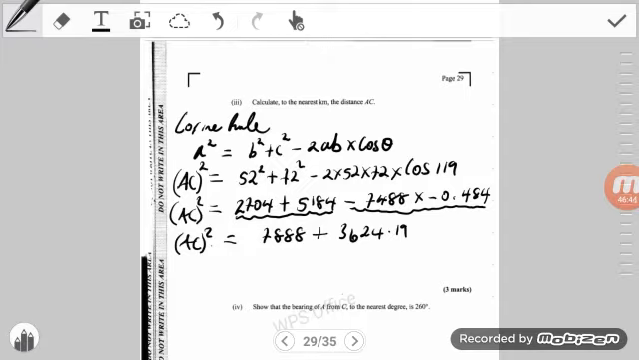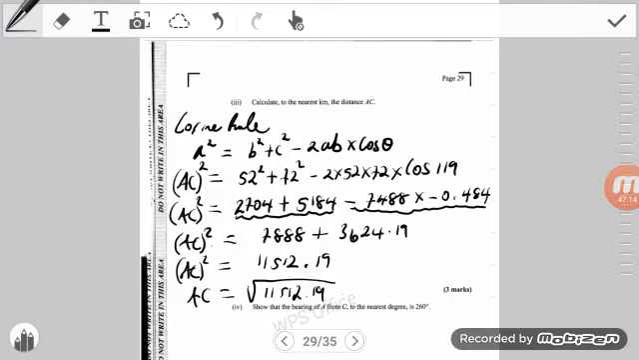Alright. So we're going to add that now to 7888. That gives us an answer here that AC squared is equal to 11,512.19. Now to find AC, we're going to find the square root of 11,512.19, and if we find the square root of that number, let's do that.